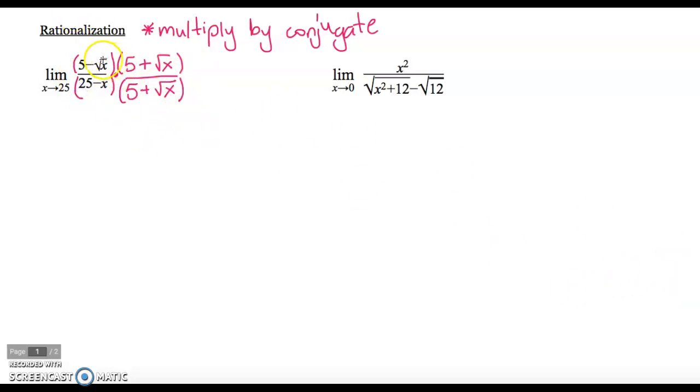So on top, we get 5 times 5, 5 times square root of x, negative square root of x times 5, and then negative square root of x times square root of x. So that comes out to be 25 plus 5 square root of x minus 5 square root of x. And then you have square root of x times square root of x, which would just cancel out your square roots. So you'd have just a minus x at the end. And then on the bottom, we're not going to FOIL yet, and you'll see why, because this fun thing happens with rationalization.